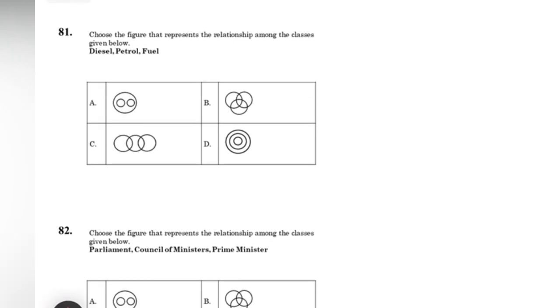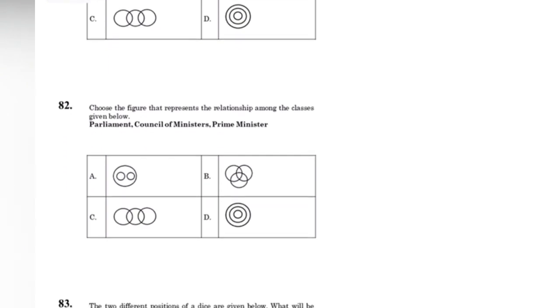So again, coming to question number 81. Choose the figure that represents the relationship among the classes given below. Diesel, petrol, fuel. All are fuel, and diesel and petrol are different. So the answer is option A. The fuel is here, petrol is here, diesel is inside. So it's a very easy question. There is nothing to think about it or anything like that.